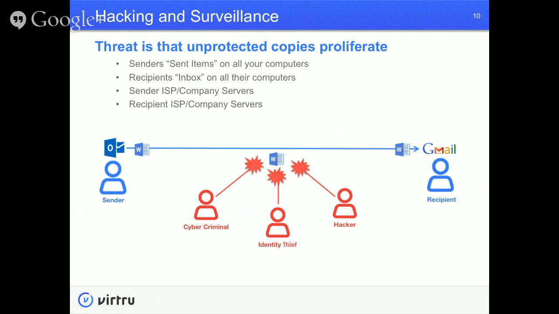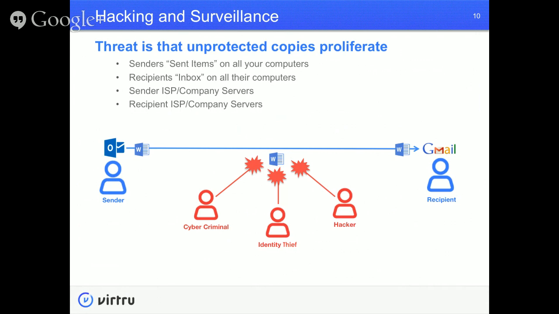So in terms of the way email is sent today, the threats to the unprotected copies of email are several-fold. First, your inbox on your computer or your device is one example of a copy of the information that might be lost.